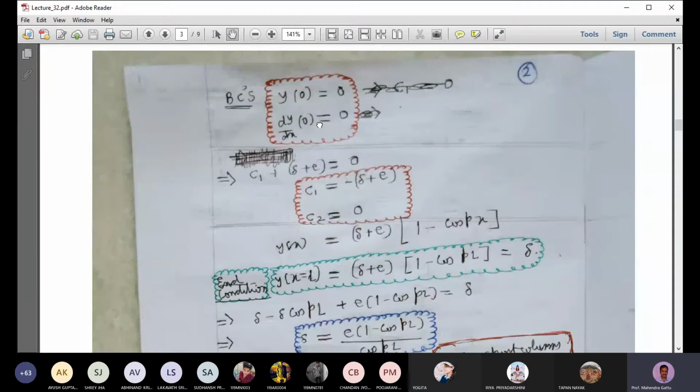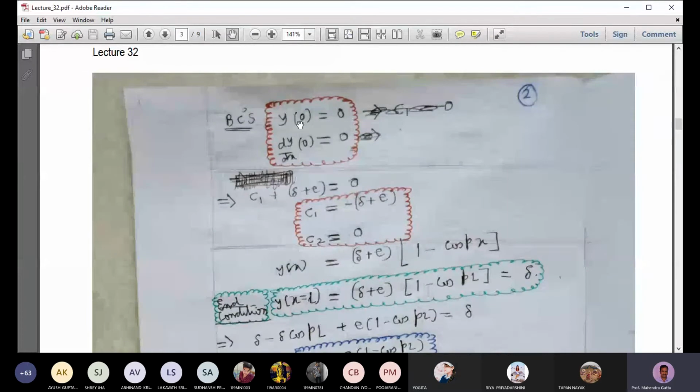So boundary conditions, what are the boundary conditions? For the fixed end, there is no displacement. That means in the y direction, there is no displacement, so y of 0 is 0. And there is no rotation, so dy by dx at that fixed end is 0.